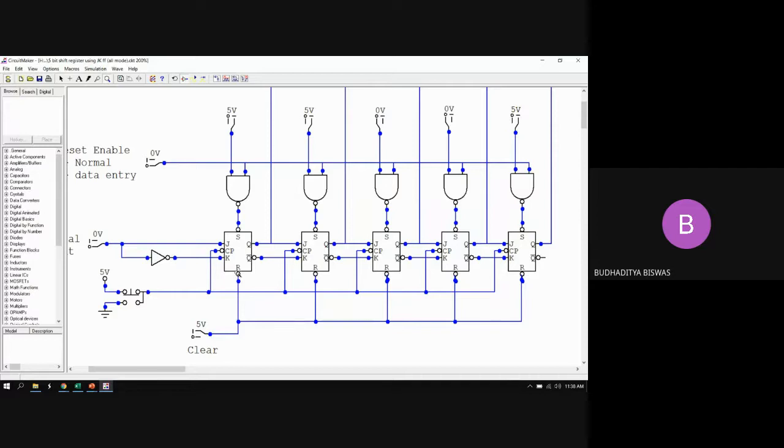Because this is active low, you see the bubble is there. So this is the active low. If you want to clear all the data, then only you give a 0. Otherwise, in normal operation, all the short-circuited clears should be connected to 1.